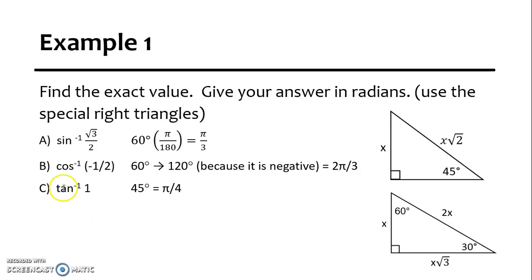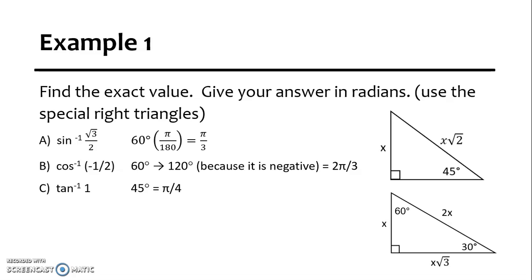Now, in part C, notice they didn't give us a fraction here, but this is the same thing as 1/1. So I need tangent inverse of 1/1, and tangent is opposite over adjacent. So looking at my triangles, I notice that in my 45, 45, 90 triangle, the opposite is going to be 1 and the adjacent is actually going to be 1 as well. So 45 degrees is the number I need. Now 45 degrees in radians is pi over 4. So that's it for this example.